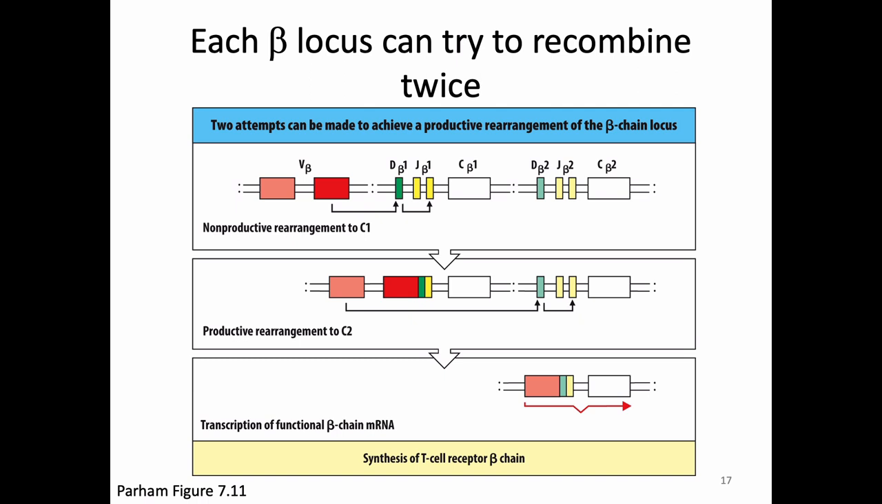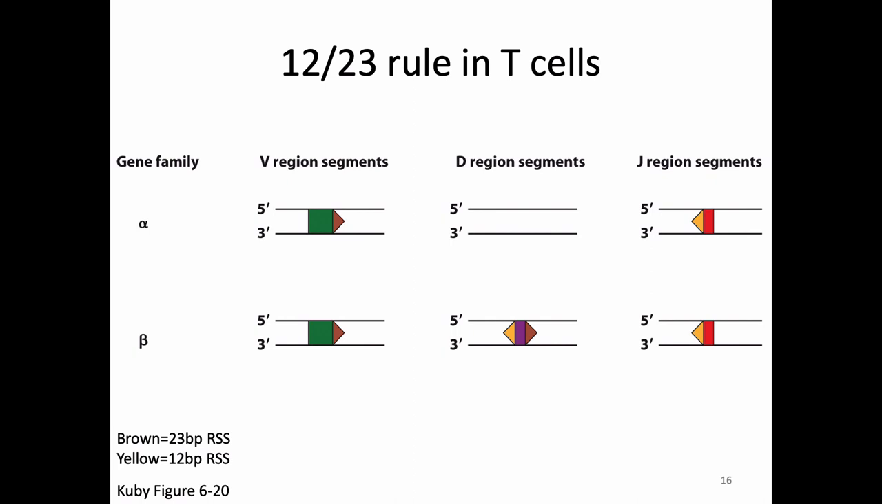So that's one unique thing about the T cell receptor. But the more unique thing is shown on this previous slide. And suddenly, the reason why I harped on something that might not have seemed as important before will make sense of why it's important. So we also have the 12/23 rule in T cells. And this shows the RSSs on some of the segments that are in the T cell receptor. You can see the brown is the 23 base pair RSS, the yellow is the 12 base pair RSS.